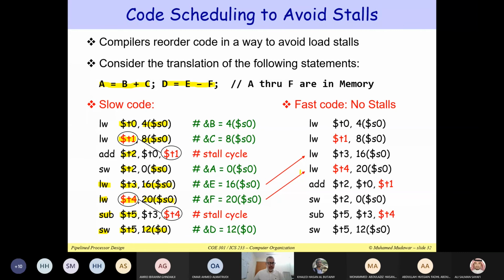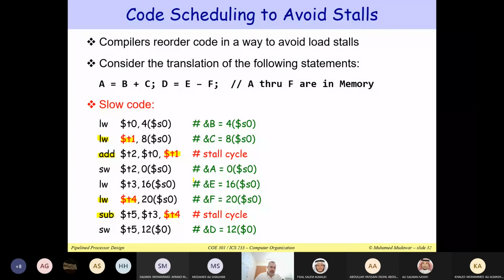So this will not really change the correctness of the code. The code will produce exactly the same results, but it creates some distance between the load and the dependent instructions. Here I'm showing there is a stall cycle, so we waste one clock cycle. There is also another stall cycle. So there are two stall cycles in this example.